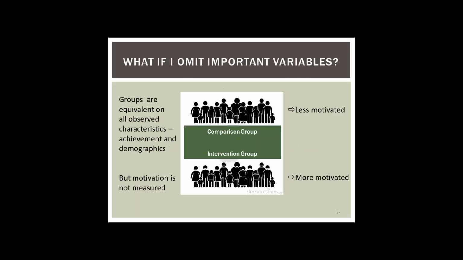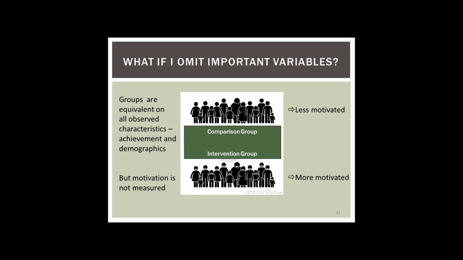And we can think about this using an example. Suppose we have 2 groups that we've matched, a comparison and an intervention group. And we have observed characteristics on achievement and demographics, and we've matched these groups and they're equivalent on those variables. But suppose we know that motivation is really important, but we cannot measure that. And so you can think that your intervention group is more motivated, if you see the smile on their face, and if you look at the comparison group, they're probably less motivated.